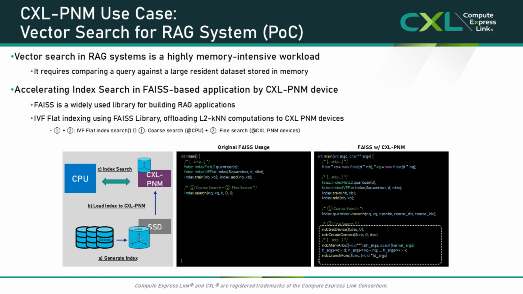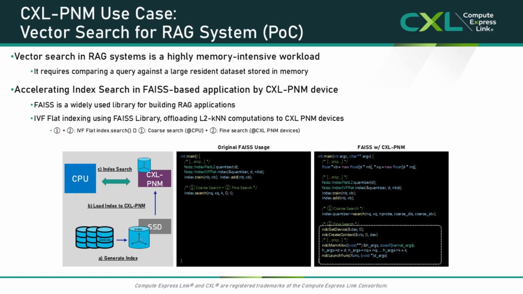We implemented this using FAISS, a widely used open source library for vector search. In FAISS, search goes through two stages. The first, coarse search, identifies candidate clusters and is relatively lightweight. Second, fine search, compares the query against many vectors and is a very memory intensive workload. So in our approach, the coarse search stays on the CPU as usual. The fine search, the most memory intensive part, is offloaded to the CXL PNM device.